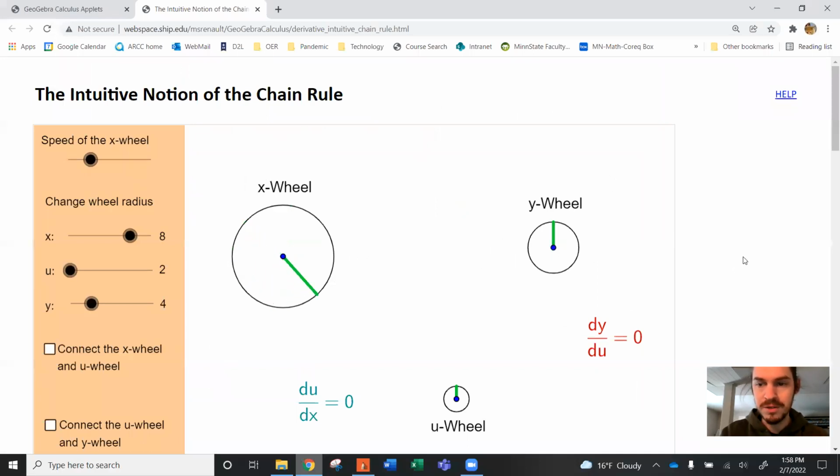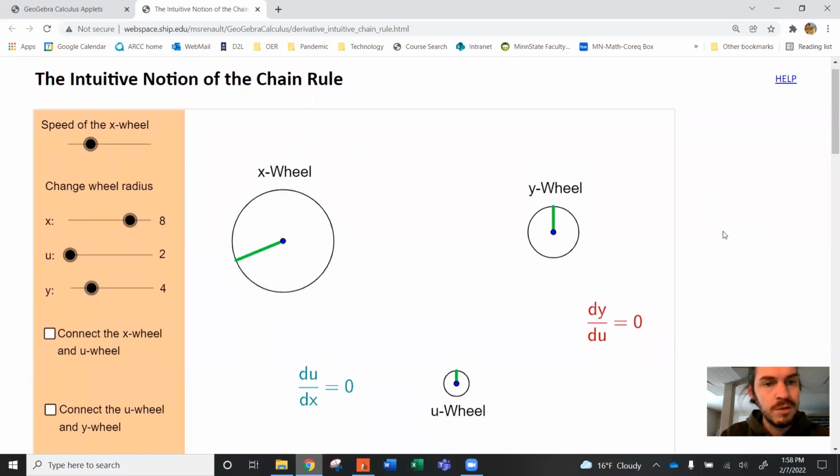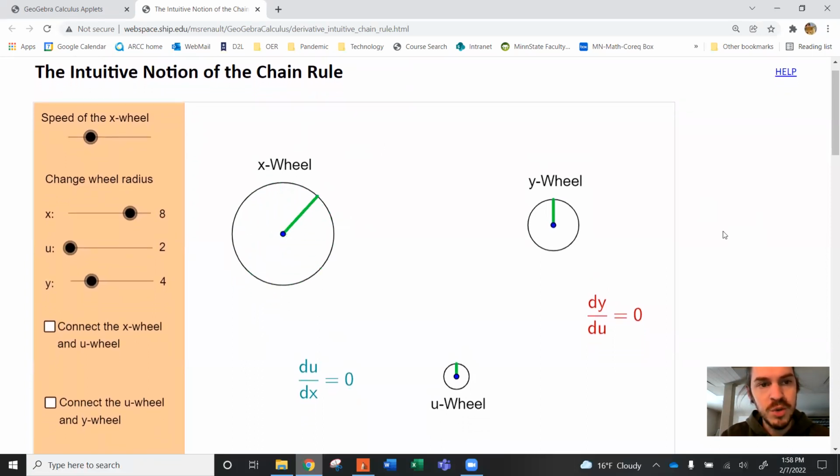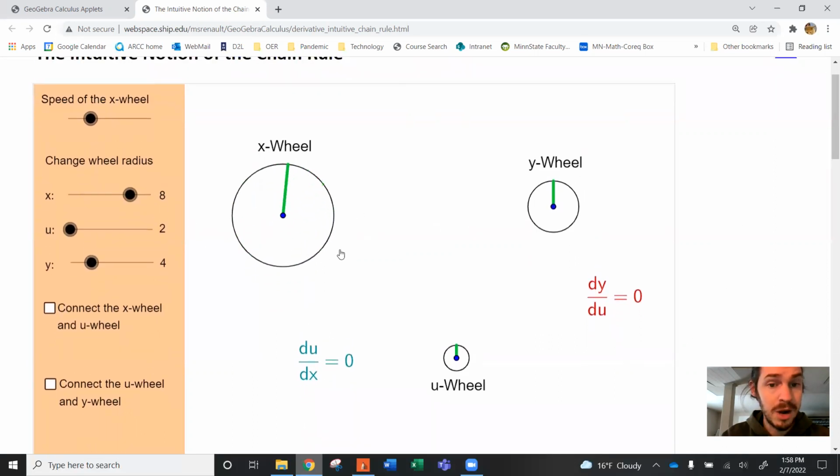Let's look at evidence part 2. This comes courtesy of our friend Mark Renault of Shippensburg University. So this is titled The Intuitive Notion of the Chain Rule. You're welcome to go check this out on your own. I put a link to this on D2L.